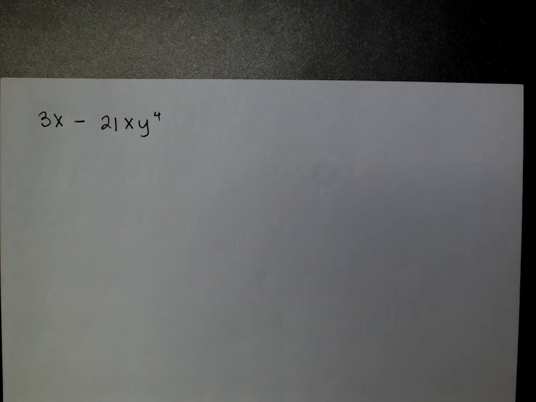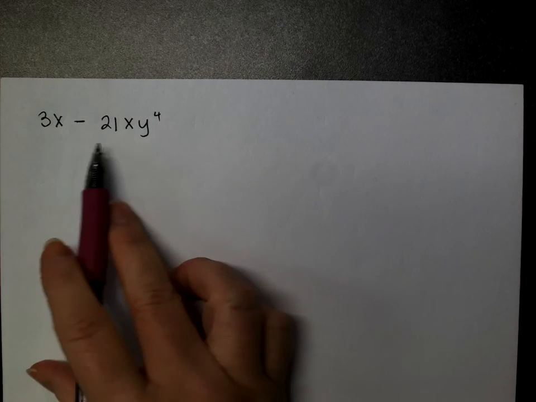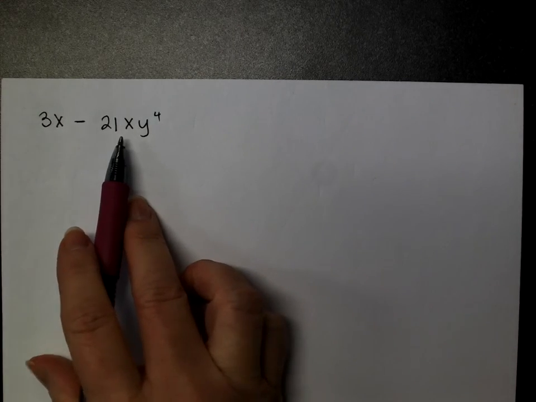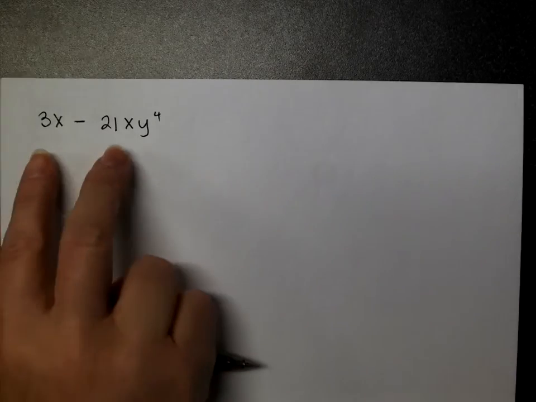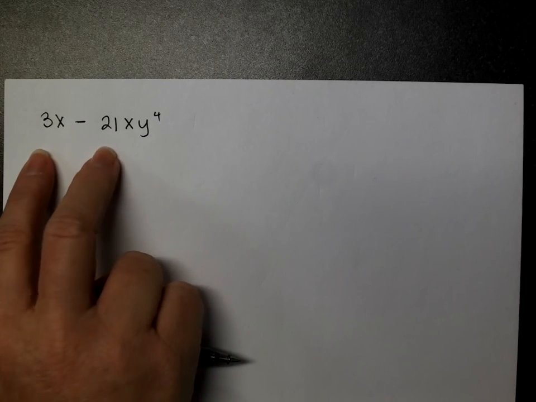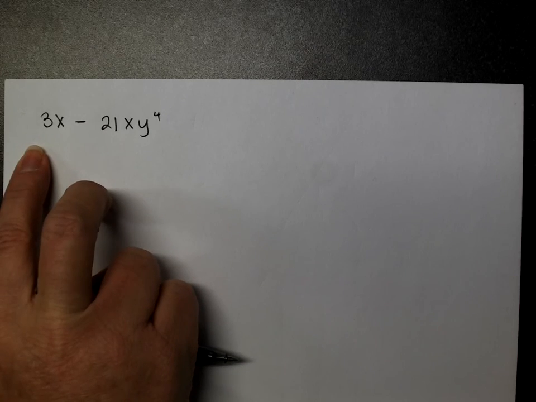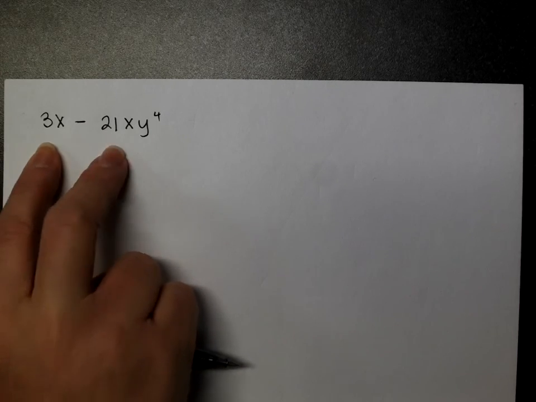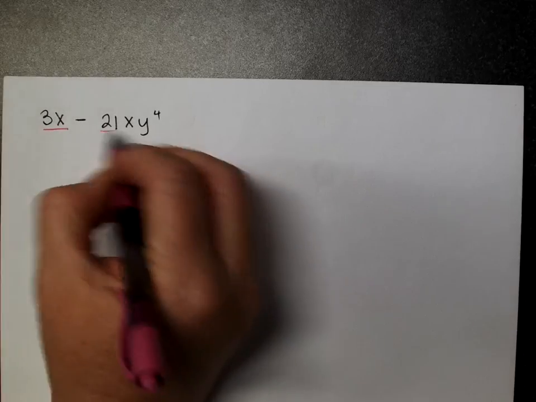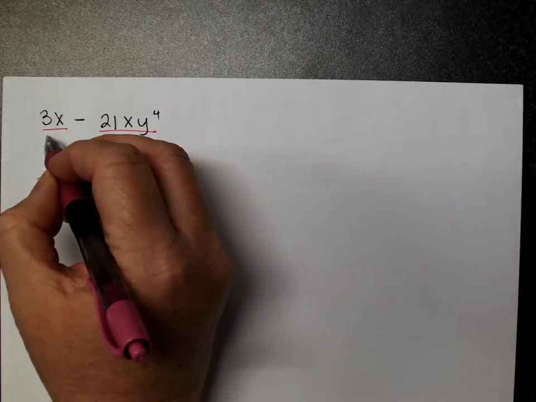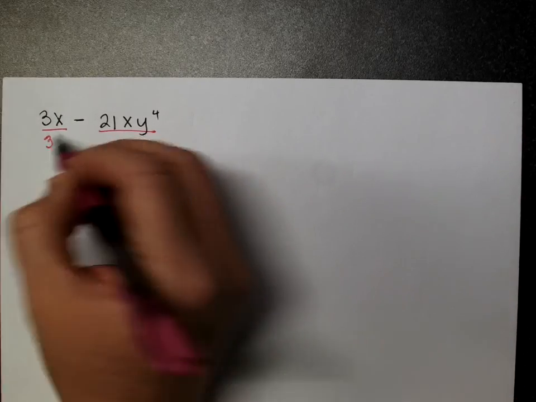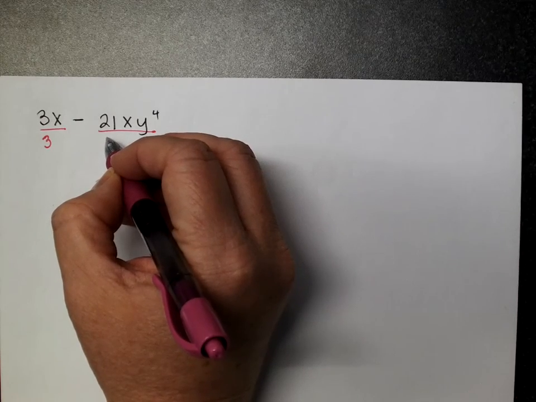How many terms? 2, yeah. This is a 2-term polynomial. So I want to see if they have anything in common that I can divide out of both of them. I look at the numbers first, 3 and 21. 7 will come out of 21, but not 3. Yeah, so the biggest one that will come out of both of them is 3. So I can put a line, there's my 2 terms, so 2 lines. And the biggest number that will divide out of both of them is 3.